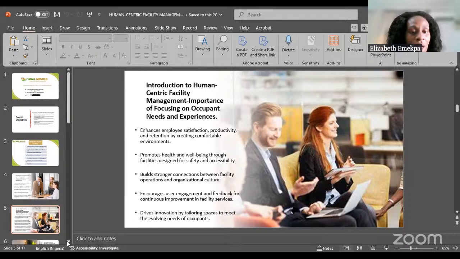Build stronger connections between facility operations and organizational culture. I'll repeat that. Build stronger connections between facility operations and organizational culture. What does that mean? It means you're not just here to work. Have good connections with your people. Have good connections with your company. You are the one in between your company and the people you're working with. All right. Always ensure that there is a good connection.